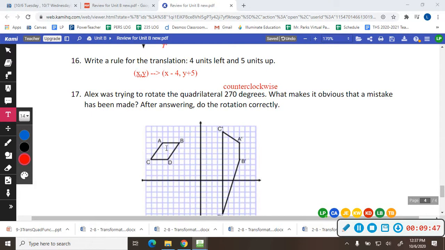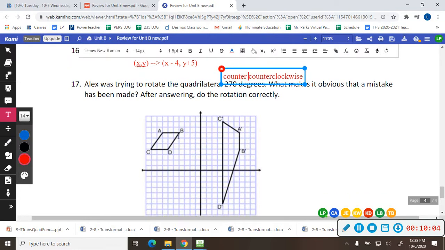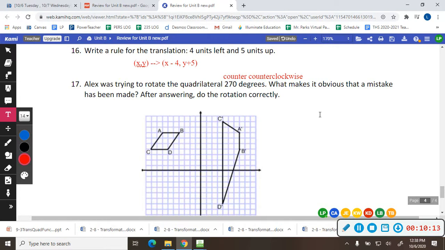All right, so Alex was trying to rotate this four-sided figure 270 degrees and we added the word clockwise. And actually, I meant to say counterclockwise. So Alex is going counterclockwise. So it'll be 90, 180, 270. So he wanted it to end up over here. Now, what mistake is obvious that a mistake was made? Well, that's pretty easy. The shapes don't even look the same. So what makes it obvious that there's a mistake?